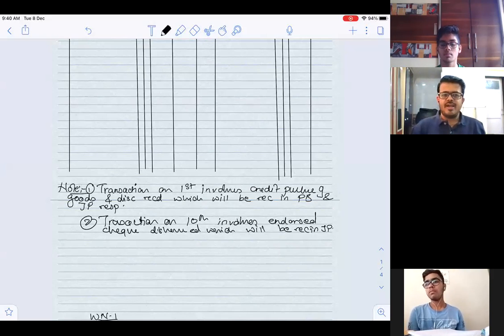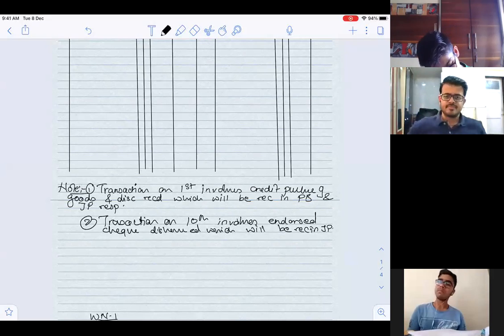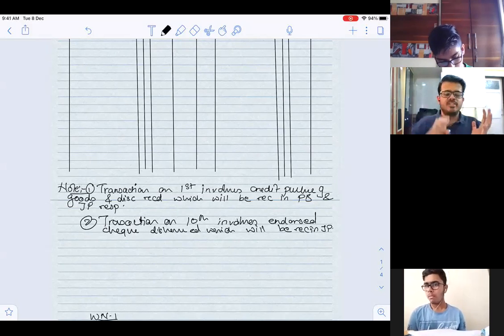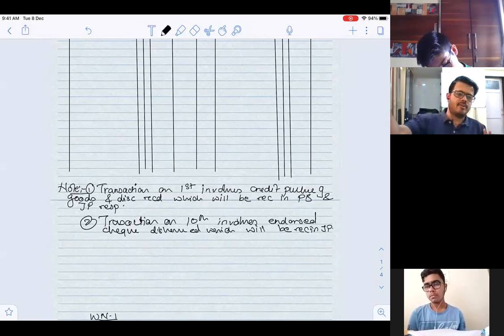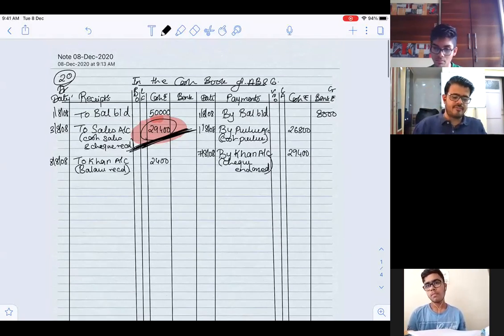Understood? So at this point of time, it is very simple. You are supposed to receive 29,400 from Vinod, and you are supposed to pay 29,400 to Khan. समझा ये part? Dev Patel, are you listening? 29,400 you are supposed to receive from Vinod. 29,400 you are supposed to pay to Khan. Now, what is happening? Read. Vinod settled his account half in cash and half by check. So out of 29,400, Vinod gave us half cash, half check.